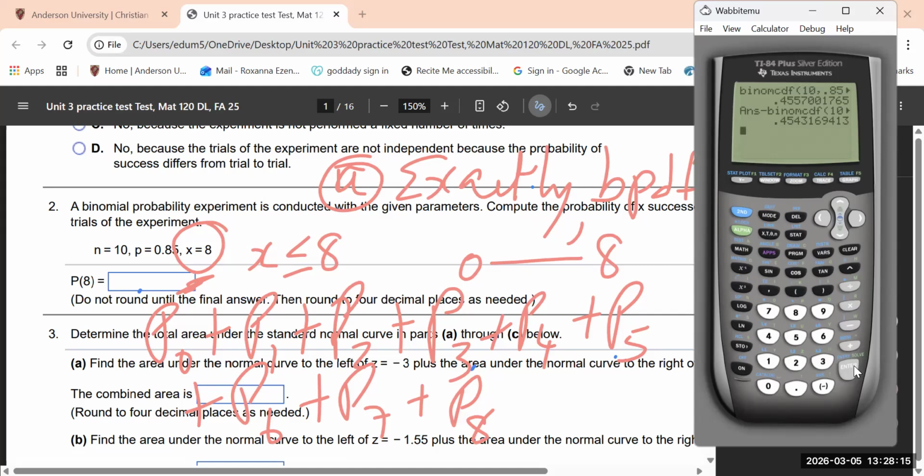0.4543. So, in other words, in a binomial distribution, I can be told to find the probability of exactly. You can be told to find the probability of exactly 1, exactly, implies binomial PDF.